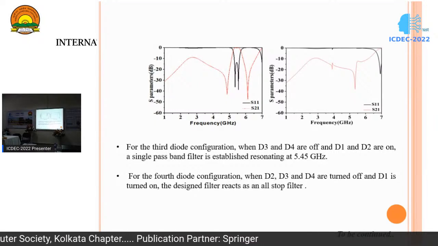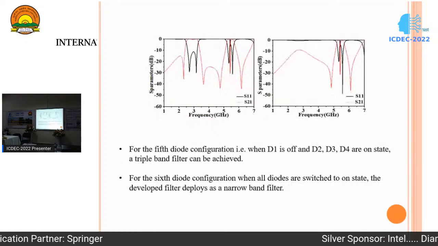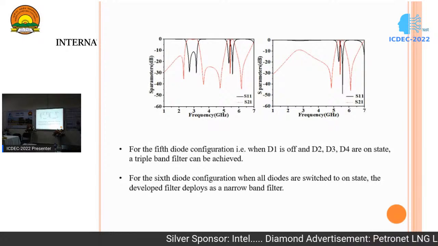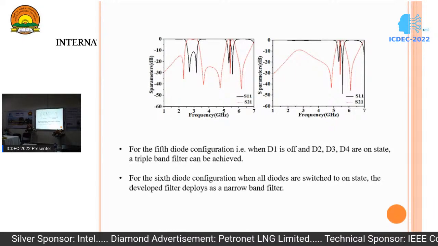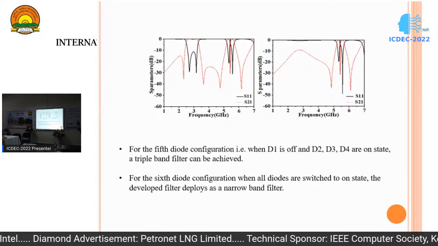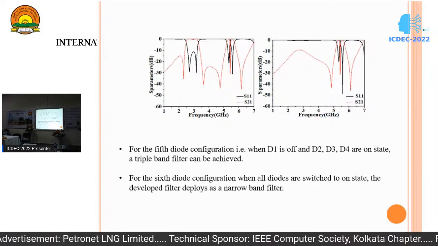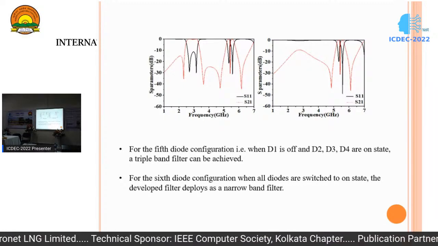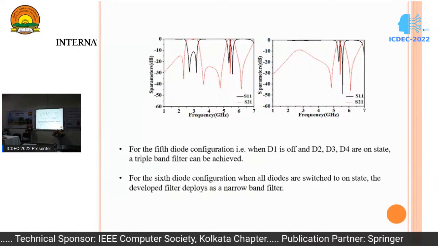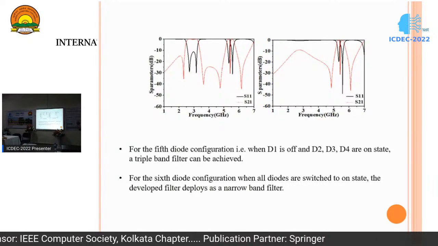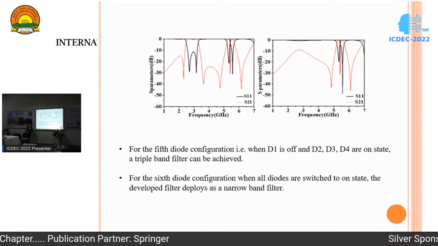And for the fourth type of configuration, the structure can be used as an all-stop filter. And for the fifth type of configuration, you can see this 12-band filter can now be tuned to a triple-band filter. Here in this configuration, it is giving both the wideband and the narrowband application at the same time. And for the sixth type of configuration, when all the lights are switched to the on state, you may see that we have achieved two narrowbands. So in this configuration, the structure is able to be a narrowband filter.